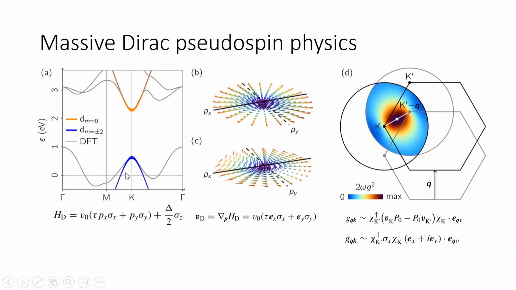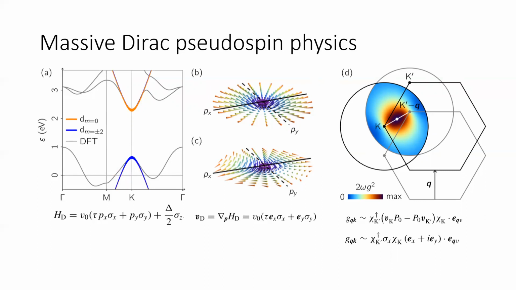namely that the K pocket here is sort of like massive Dirac fermions. So there's the K pocket where there are sort of these two electronic structures. And the electron-phonon coupling is between K and K prime. And at K and K prime, the orbital content of this band is different.